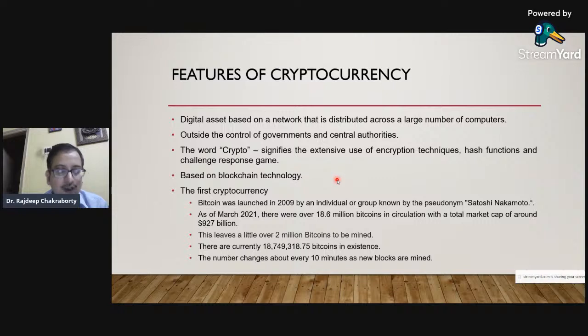It is interesting to know that blockchain did not come before Bitcoin. Bitcoin came before. From Bitcoin, computer scientists and researchers developed this blockchain technology. And as of March, you see 18.6 million bitcoins are there, which is 927 billion dollars. This leaves a little over 2 million bitcoins to be mined in the blockchain. Obviously, these values, these 18 million values, change every 10 minutes.